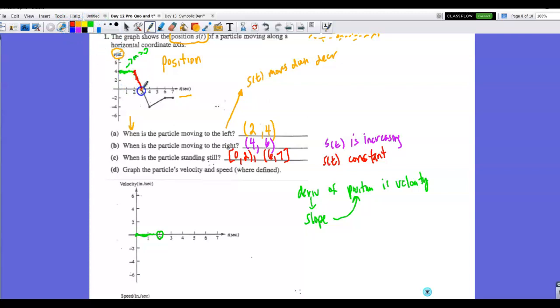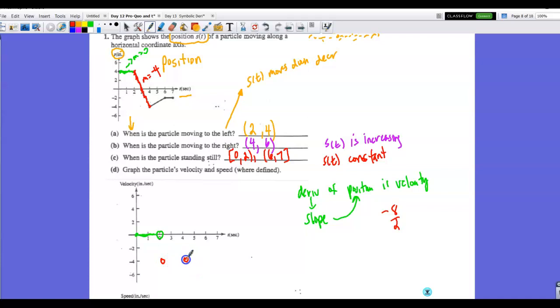For the next region, from 2 to 4, because these are linear segments, I can just do rise over run. In this case, I'm going to drop from 4 to -4. That's a drop of 8, so -8, down 8. And I'm going to run from 2 to 4, so that's a run of 2. So the slope is -4 for this line segment right here, and that goes from 2 to 4. So 2 is open. Here's -4 down here.